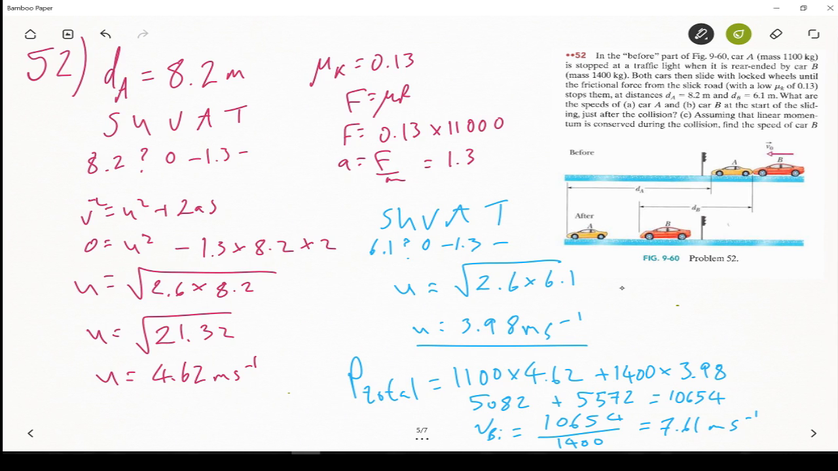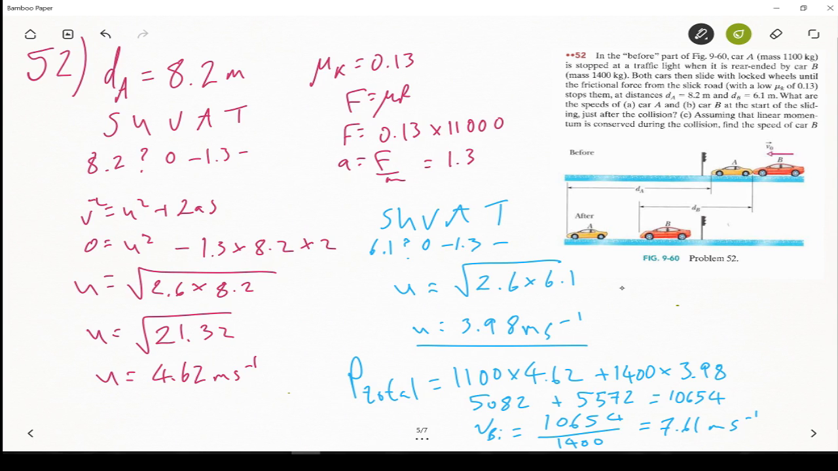Now you then need to repeat the same process again for part B. So car B at the start of sliding, just after the collision, is a Suvat equation. So we've got final distance travelled as 6.1 meters. We get the same acceleration. I'm not going to repeat the process, but it's exactly the same process to find the deceleration. So I've skipped a few steps because the steps are exactly the same, and I just jumped straight into working out the answer. So we've got u being 3.98 meters per second.